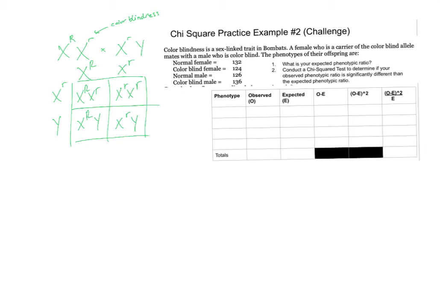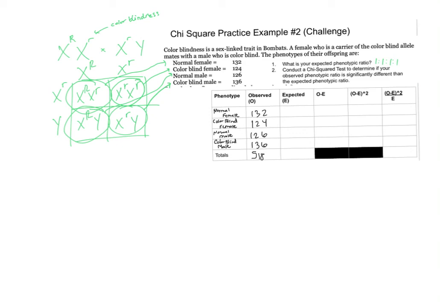So let's match these up with our phenotype. So normal female, meaning no color blindness, that's going to be this genotype right here. It's going to be 1/4 probability. The colorblind female will be right here. The normal male will be here. And the colorblind male will be there. So because each one of these will be 1/4 probability, the expected phenotypic ratio is just going to be 1 to 1 to 1 to 1. They should be equivalent in number. So let's go ahead and fill in our table here.